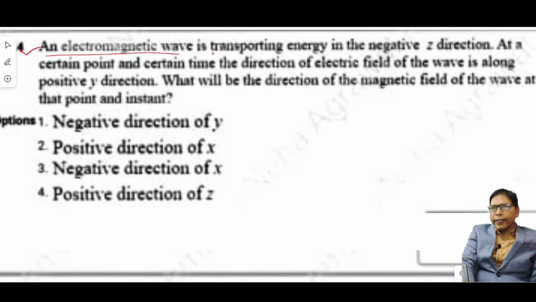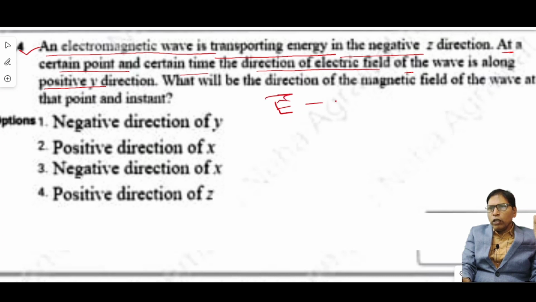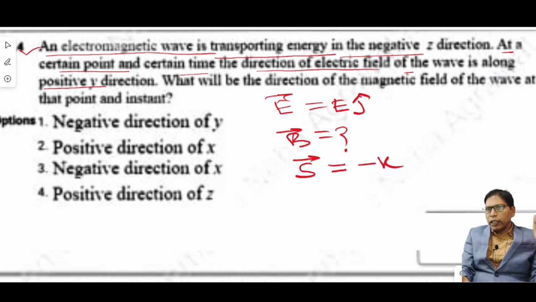In an electromagnetic wave transporting energy in the negative z direction at a certain point and certain time, the direction of the electric field of the wave is along the y-axis. So E vector is equal to E j cap. What will be the direction of the magnetic field? Now, we have to calculate the direction of the magnetic field, where the direction of propagation S vector is the negative z axis, that is minus k cap.